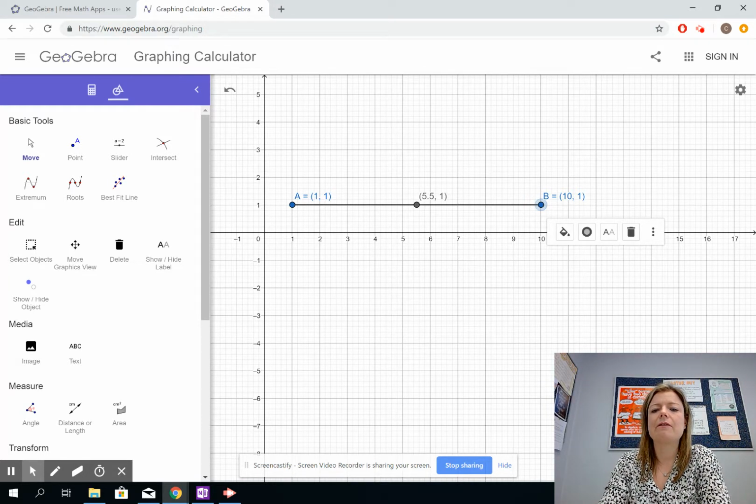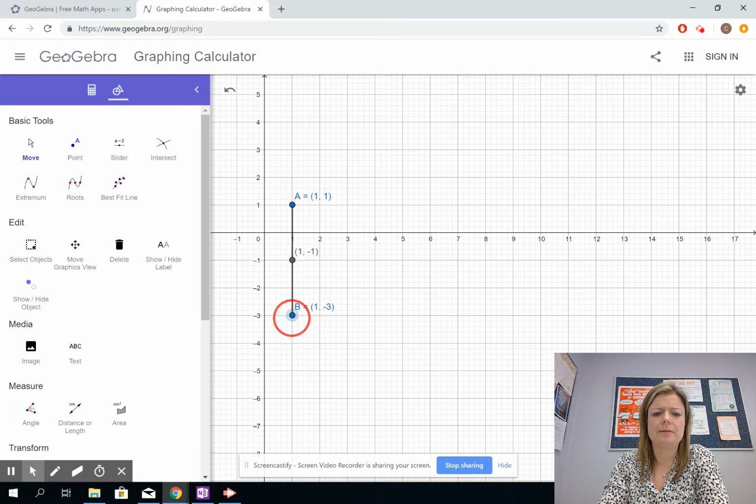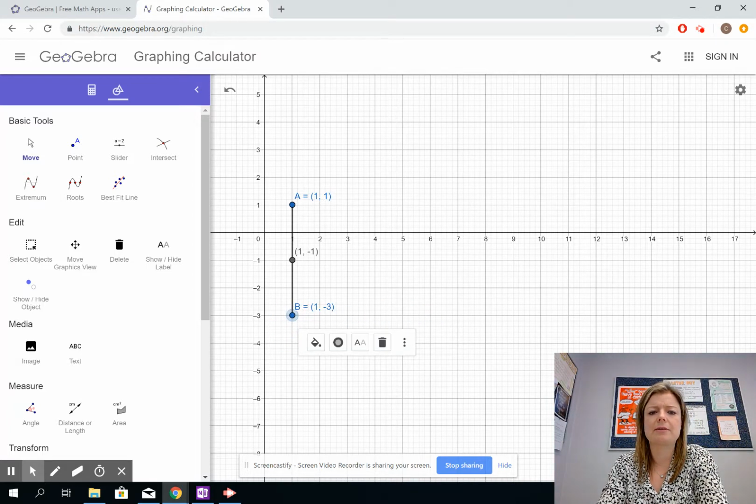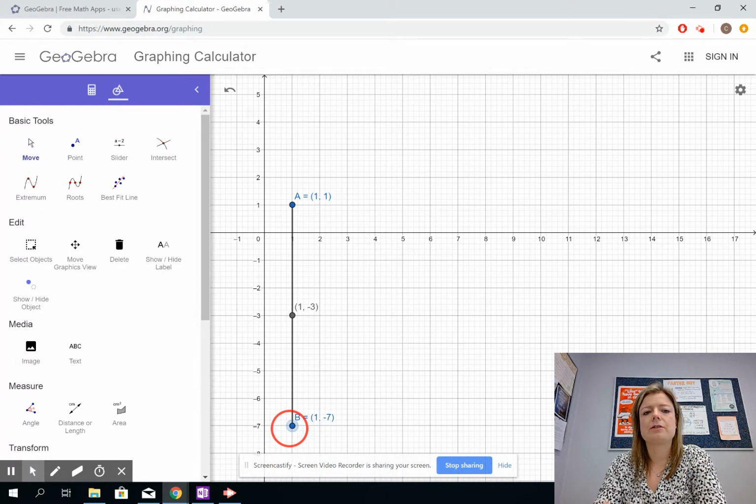Now if we take a vertical line, for example, you can see that our x values are the same, but the y values are now averaged. So the average of 1 and -3 is just -1. And I could continue with examples like that, stretching this as much or as little as I wanted. So obviously it's easier to see with integer values.